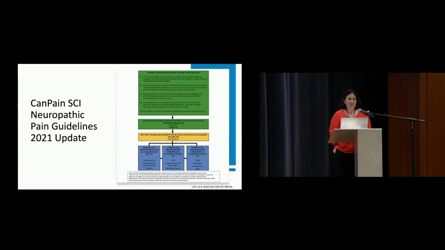Fortunately, a year after the update to that 2015 guideline, the Canadian Pain Group led the way and were the first group to actually develop guidelines for neuropathic pain specific to the spinal cord injury population. So I wanted to present these guidelines, which were first developed in 2016 and then updated in 2021, and talk about how these guidelines are the same and how they differ from the larger neuropathic pain guidelines.